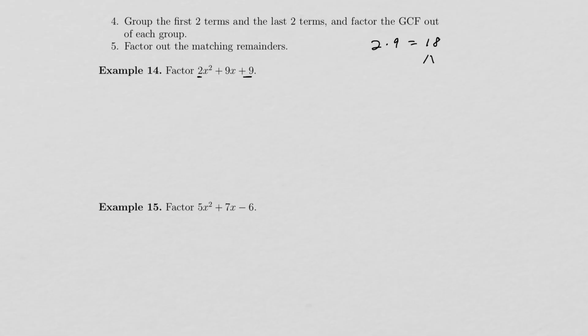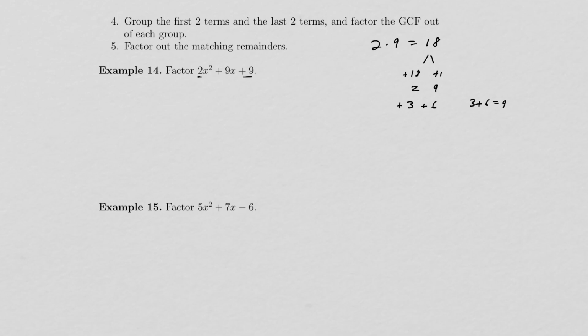Well, I can do that, right? Again, you can try a bunch of things like 18 times 1, but that does not add to 9. If I do 2 times 9, that doesn't work. But what about 3 times 6? That works, right? Positive 3 times positive 6. So they multiply to give me 18, and they add to give me the middle number 9.